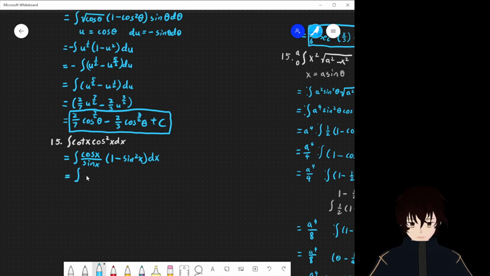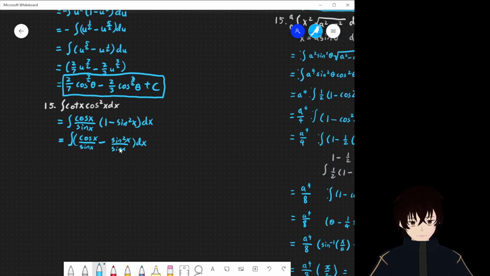So we take the integral of cosine x over sine x minus sine squared x over sine x dx. And that cancels out, so we get the integral of cosine x over sine x minus sine x dx.